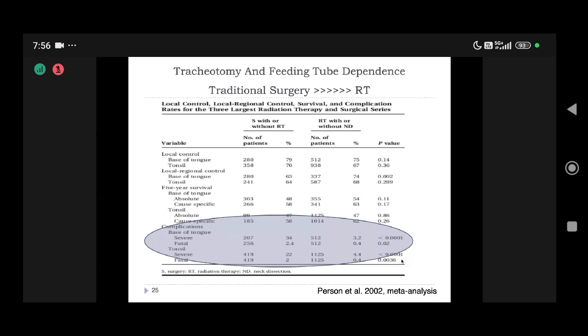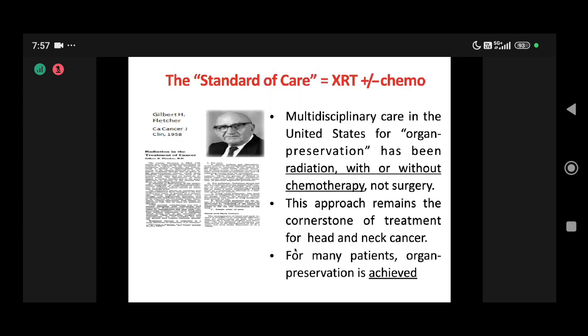And this was again a meta-analysis published in 2002, which showed that with radiation or radiation chemotherapy in oropharyngeal cancers, the oncological outcomes were similar to open surgery. But see the complications. The complication rates were dramatically lower as compared to oropharyngectomies. And that's why the world moved towards organ preservation, or radiation with or without chemotherapy.